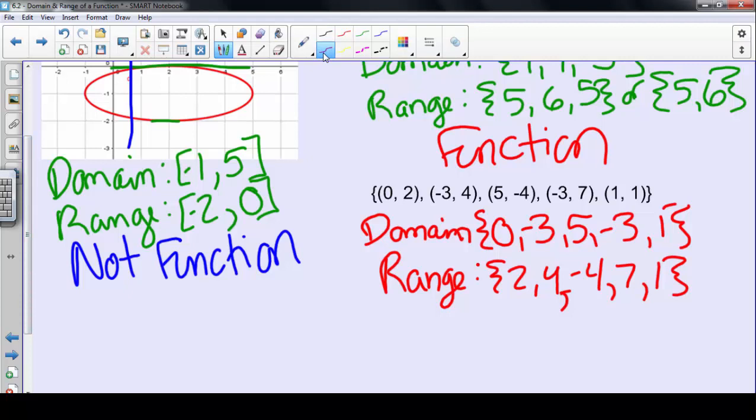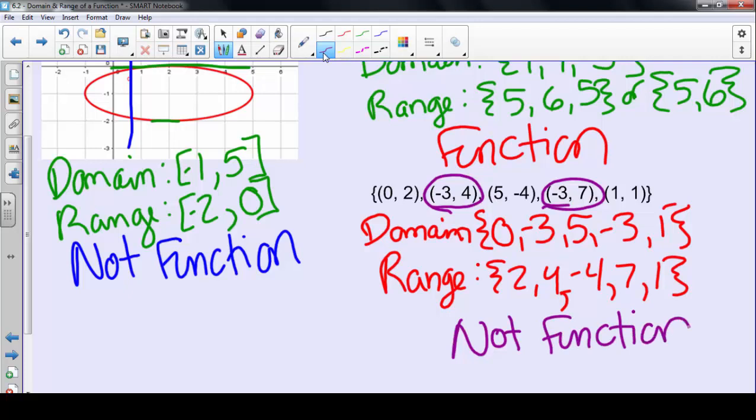Now for this one, notice we've got a -3 paired with a 4 and a -3 paired with a 7. So it is not a function because we have one x value of -3 that has a y value of 4 and a y value of 7.